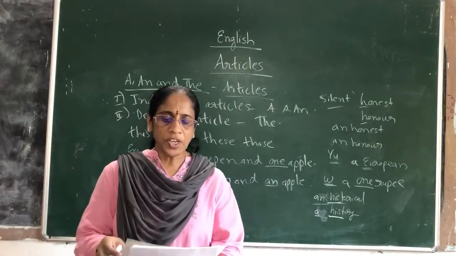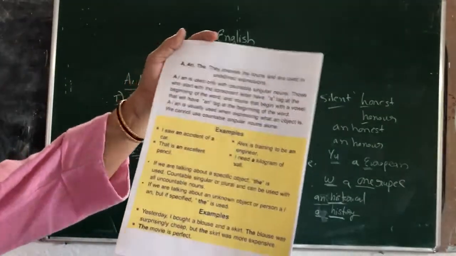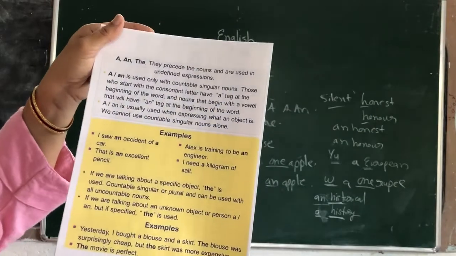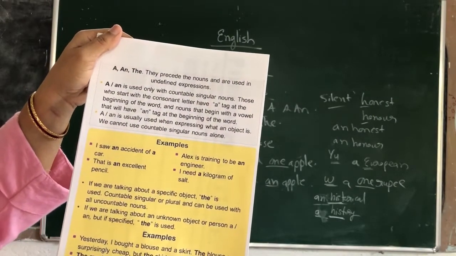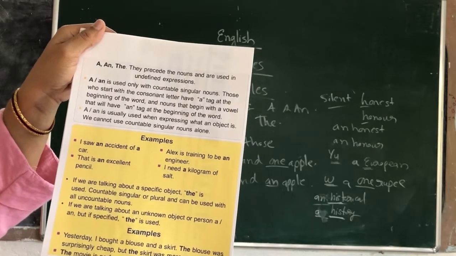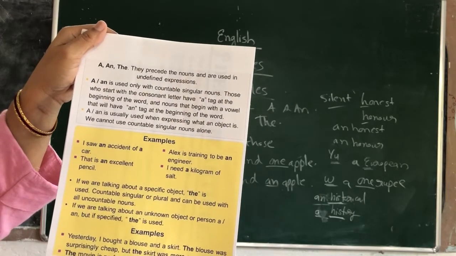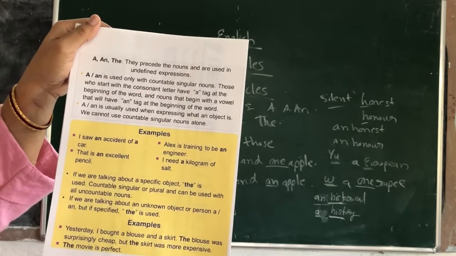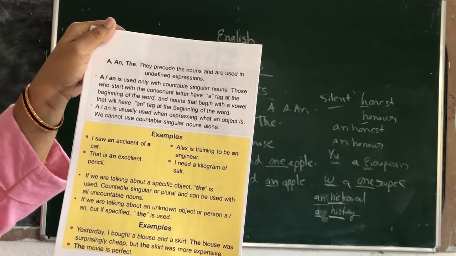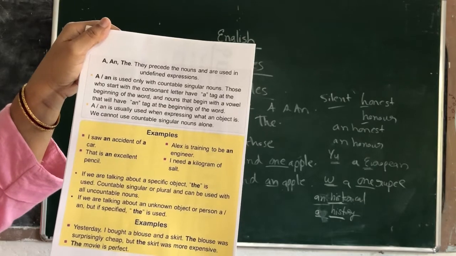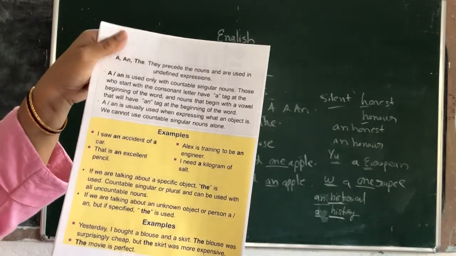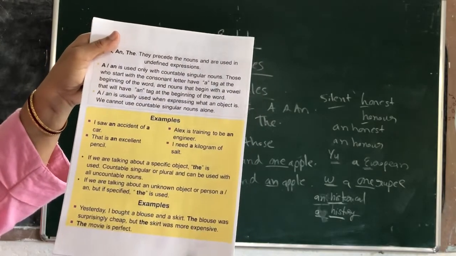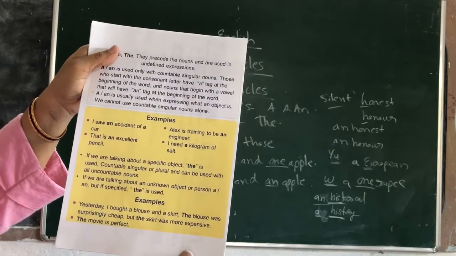So now the next one. A, an and the precede the nouns and are used in undefined expressions. A and an are used only with countable singular nouns. Those that start with a consonant letter take a at the beginning of the word, and the nouns that begin with a vowel take an. A and an are usually used when expressing what an object is. We cannot use countable singular nouns alone, okay, like table.